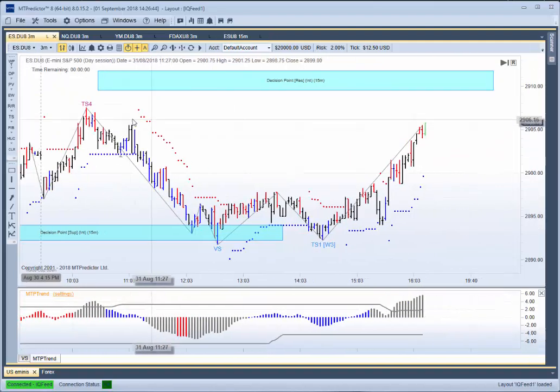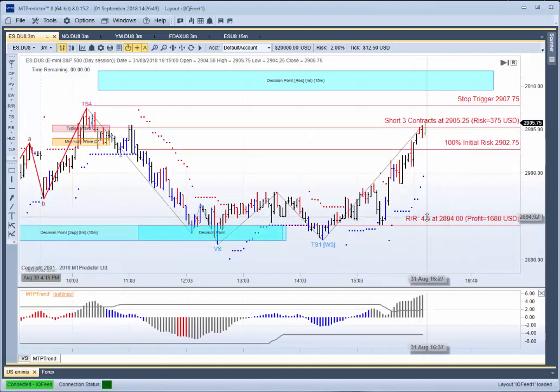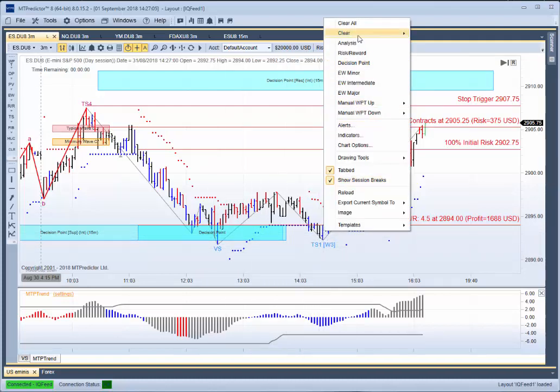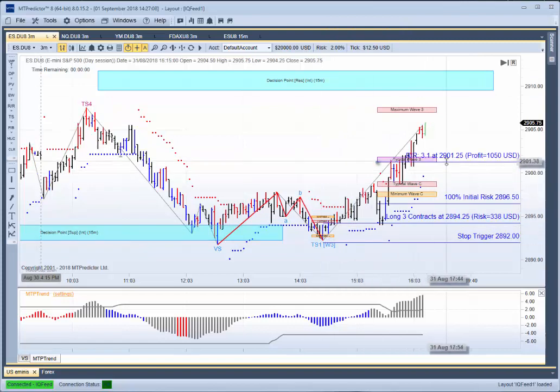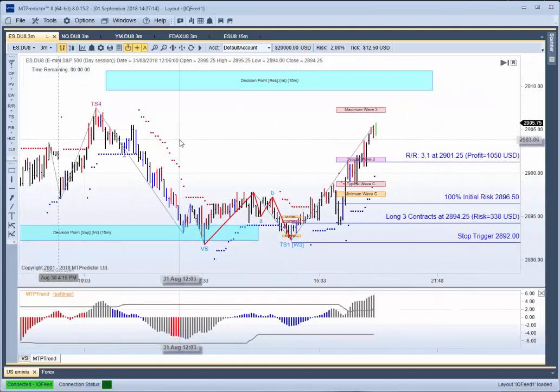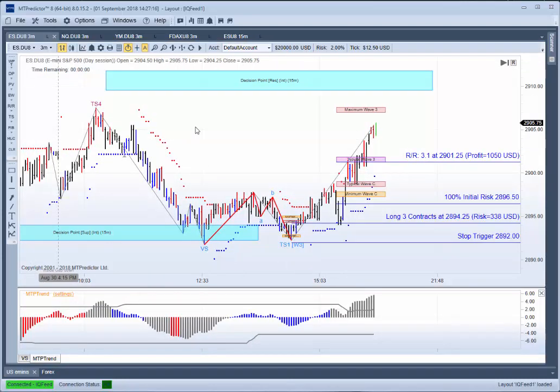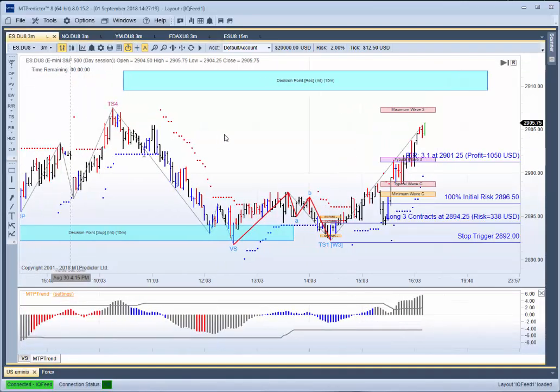So a good trade there initially, where we had a potential plus 4.5R profit down into the higher time frame DP resistance there. There then was the potential VS buy setup as of the very bar of the low. Or if you'd missed that, there was a potential wave three trade setup to catch the rally later in the day as well. So a good example of some MTPredictor trade setups that unfolded yesterday, August the 31st.